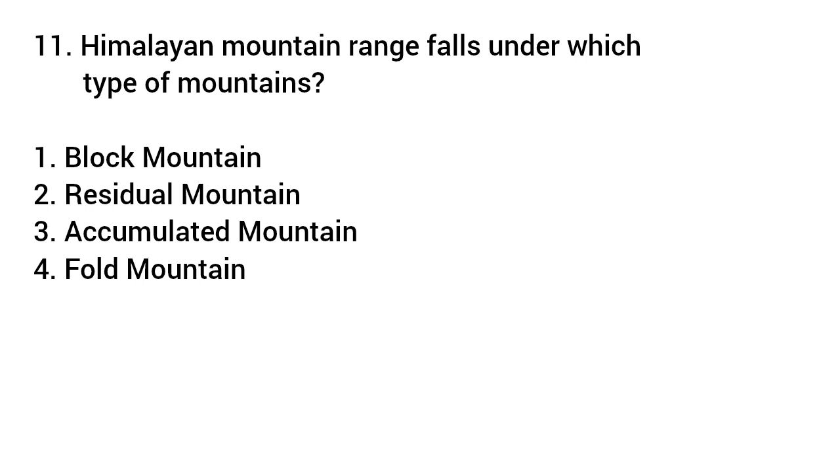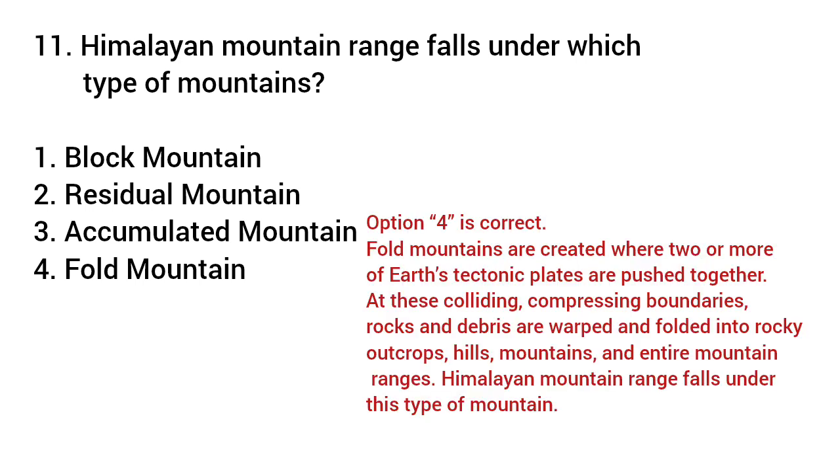Himalayan mountain range falls under which type of mountains? Answer. Option 4 is correct. Fold mountains are created where two or more Earth's tectonic plates are pushed together at these colliding, compressing boundaries. Rocks and debris are warped and folded into rocky outcrops, hills, mountains, and entire mountain ranges. Himalayan mountain ranges falls under this type of mountain.